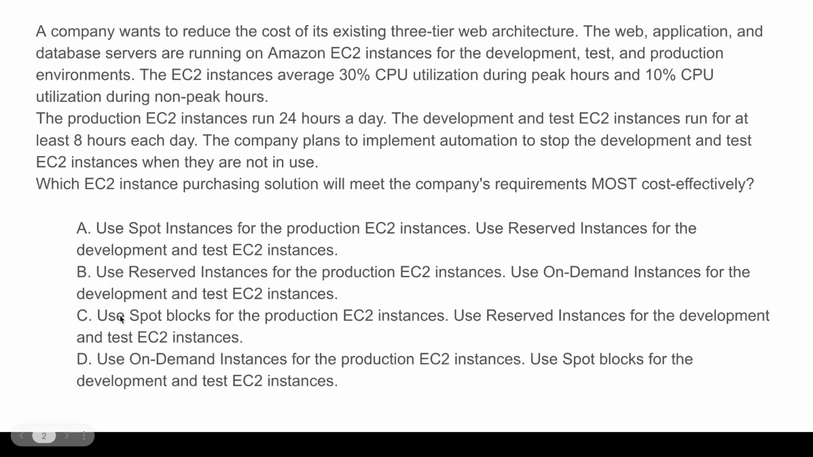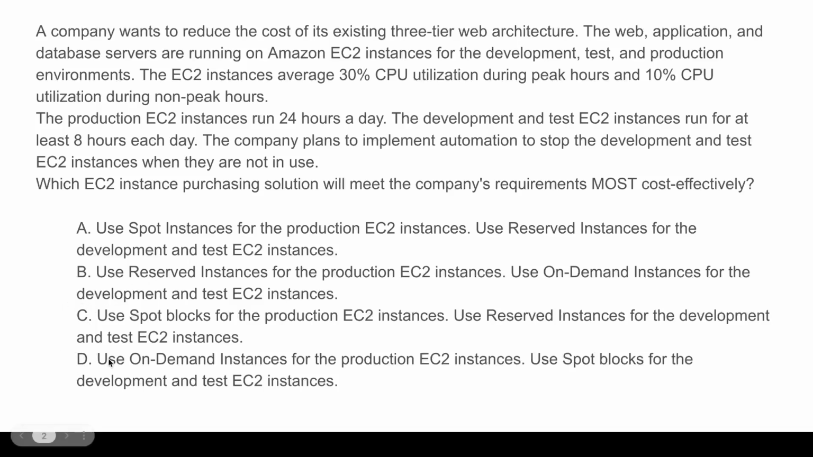For C, we're using spot blocks. Now, people sometimes get confused here, but really spot blocks is very similar to spot instances, and it can be reserved for 1 to 6 hours. So it really just also has the same problems as spot instances. So C also does not work.